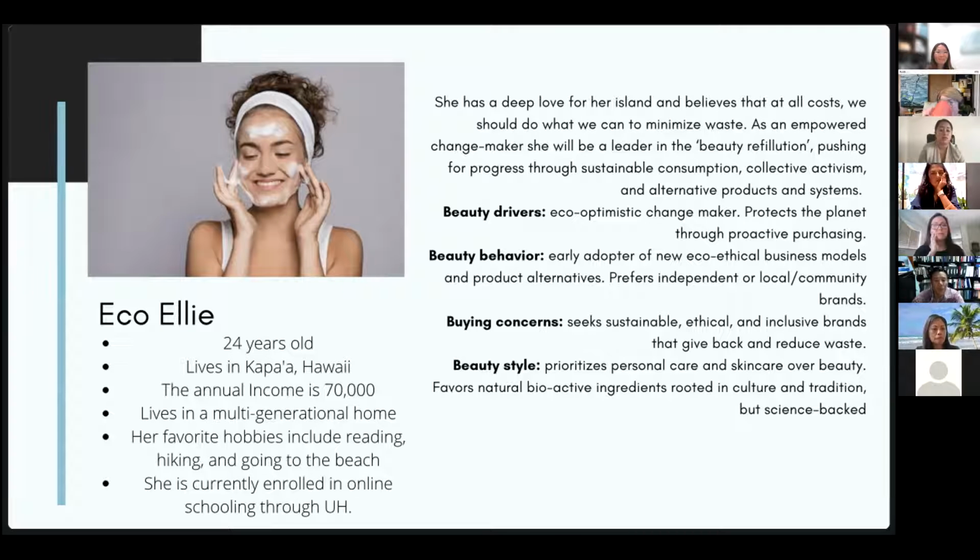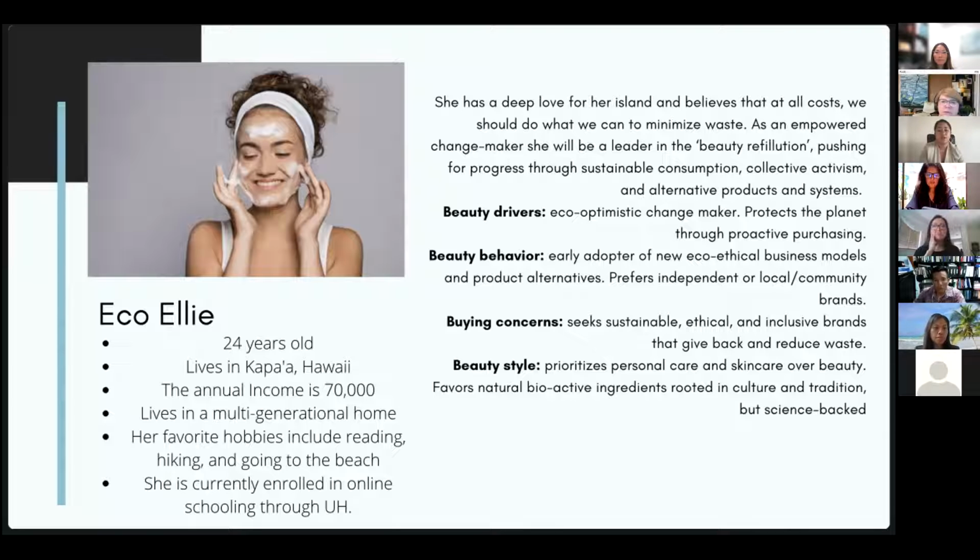Her favorite hobbies include reading, hiking, and going to the beach. The fact that she likes to read implies that she may be interested in long-form content that I would push out about my product. If she likes to be outdoors, then skincare may be something important. Of course, we all know that we need to take care of our skin when we're out in the sun a lot. And being currently enrolled in online schooling means there's an opportunity for her to come across my product online. From there, we want to move into a more definitive explanation of who this person is. She has a deep love for her island and believes that at all costs we should do what we can to minimize waste.